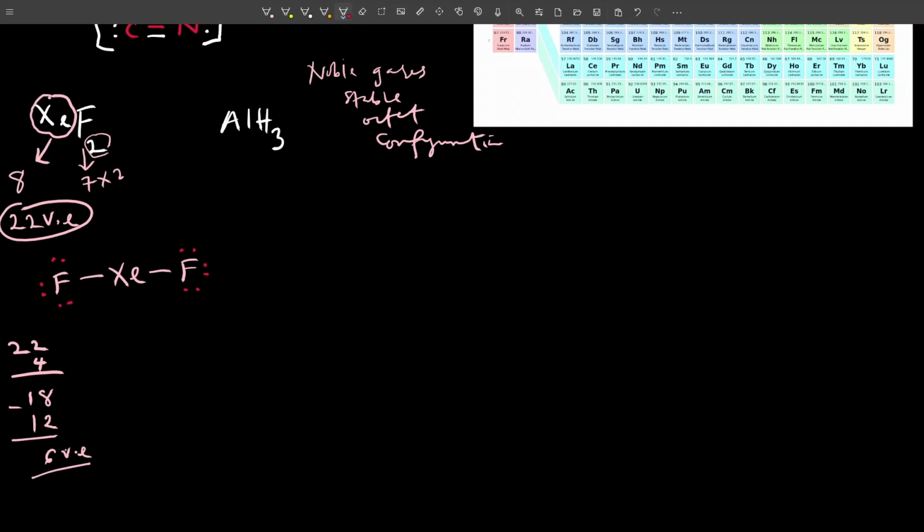So 6 electrons, which means 3 lone pairs. So we have 1 lone pair on xenon, another lone pair on xenon, and the third lone pair. This is the Lewis structure of XeF2.